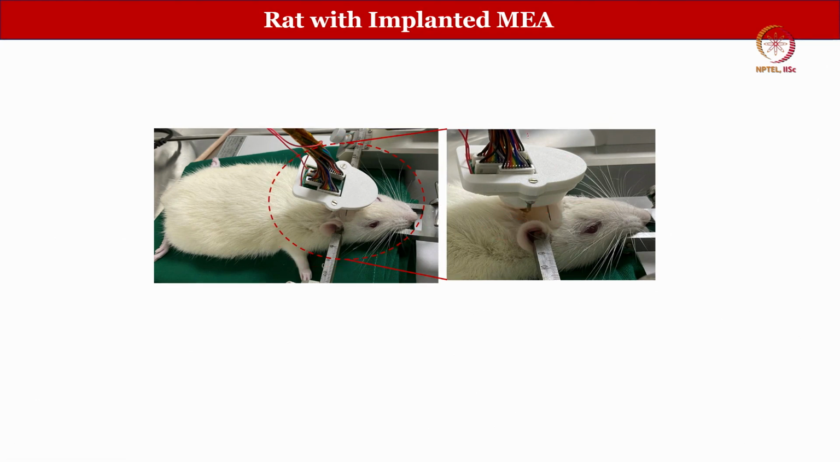The wires coming out are all connected to your MEA, which is implanted on the rat's brain. These wires are connected to your signal acquisition module. In this case we are using Intan, but you can use existing signal acquisition modules as well. From there we get the raw data, do the pre-processing, and understand the signals after removing the noise.